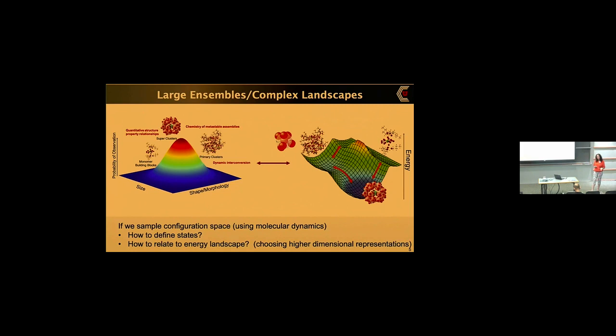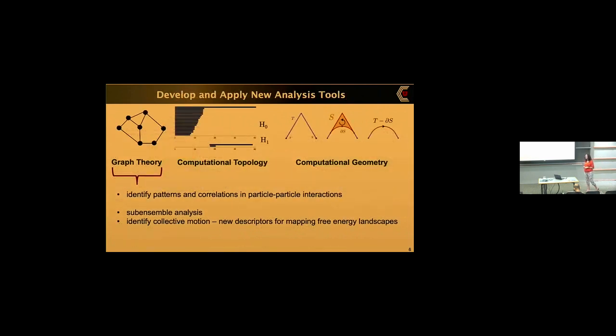And oftentimes we want to relate this in a higher dimensional representation than chemists often like to use, where we use very simple two-dimensional or three-dimensional representations of energy landscapes. And so to do this, we actually develop and apply different types of mathematical analysis tools using graph theory, computational topology, and computational geometry. In the context of graph theory, we actually heard an application just the other day on some graph theory associated with transport phenomena.